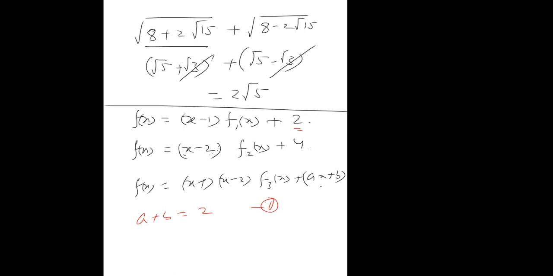a plus b is equal to 2. At 2 this will be 4. So 2a plus b is 4. Solving this, minus minus minus, minus a is equal to minus 2, a is equal to 2, b is equal to 0. I guess something like this.